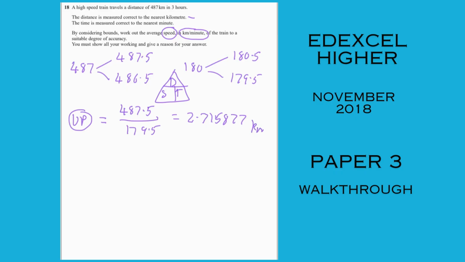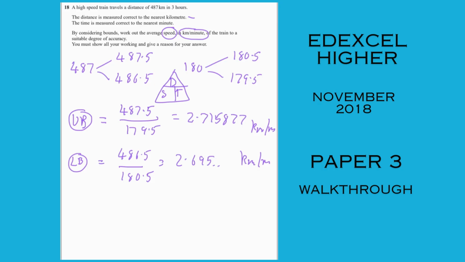So 2.715877 kilometres per minute for our upper bound. Our lower bound, that means we need the shortest possible distance divided by the greatest possible amount of time, and that gives us 2.695 etc. kilometres per minute. Now it's leaving us to our own devices, to our own logic.